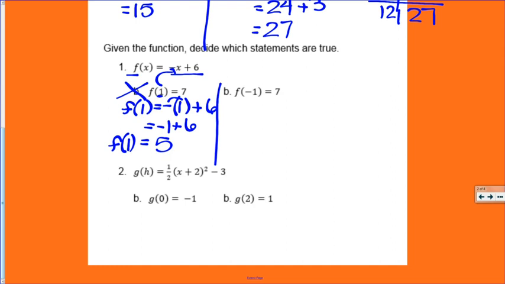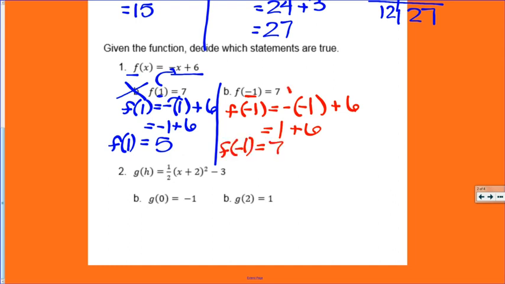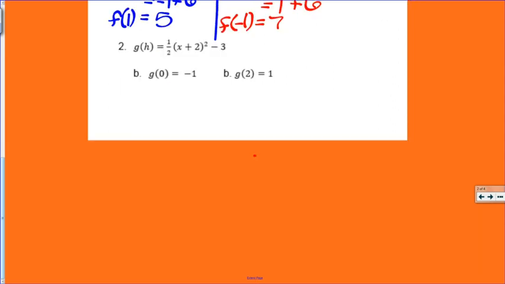Let's try the next one. This time our input value is negative 1. So f of negative 1, we're going to put negative 1 in for x. Now here we have a double negative, so negative times a negative gives us a positive 1. Plus 6. Simplifies to 7. So we know f of negative 1 is 7. The second one is correct. Go ahead and try number 2, and then check your answers after you're done.